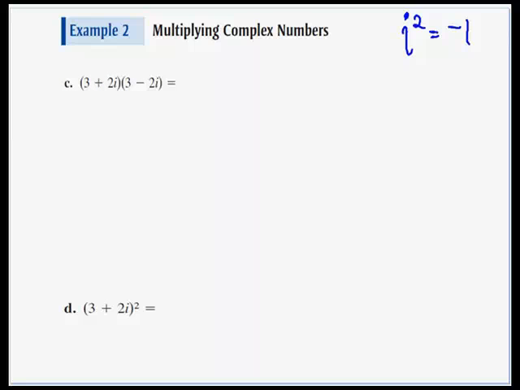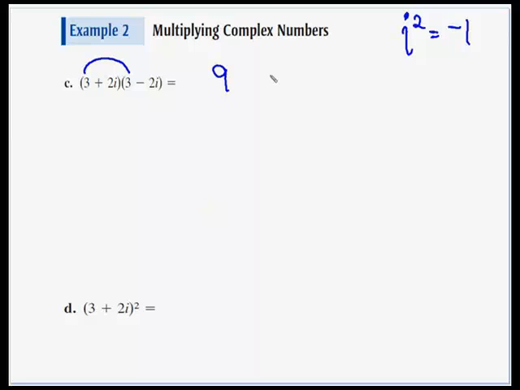Let's try another one here in letter C. And if you take a little time to look at the problem, 3 plus 2i times quantity 3 minus 2i, the terms are the same, but the signs are off, so this is a sum and a difference. And if we were to FOIL this out, our outers and inners would cancel. Our outers here would be minus 6i, and the inners would be plus 6i, so those are going to cancel out. So to do this, the little shortcut is just first term times first term is 9.